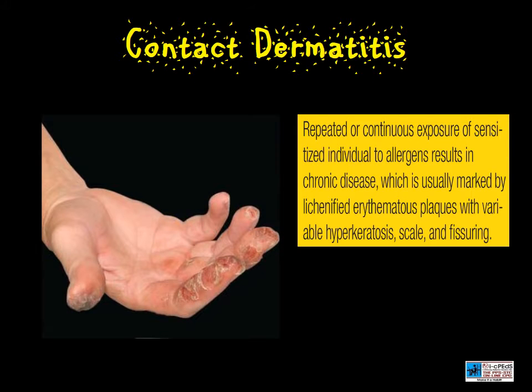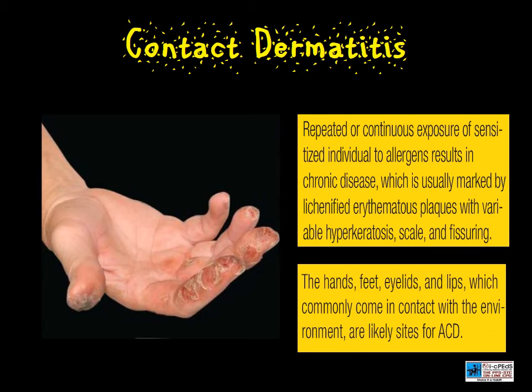Repeated or continuous exposure of sensitized individuals to the allergen results in chronic disease, which is usually marked by lichenified erythematous plaques with variable hyperkeratosis, scale, and fissuring. Exposed areas of the body that come into contact with the environment are likely sites for allergic contact dermatitis.